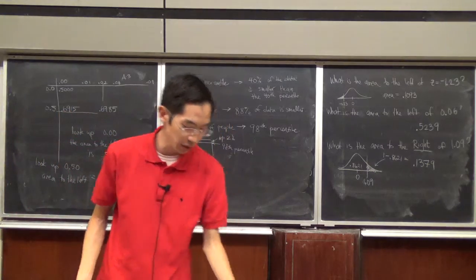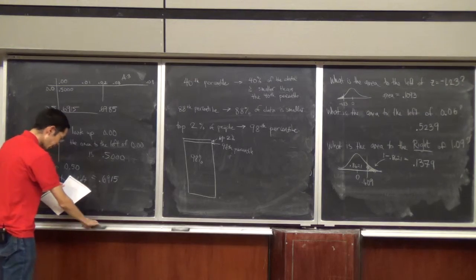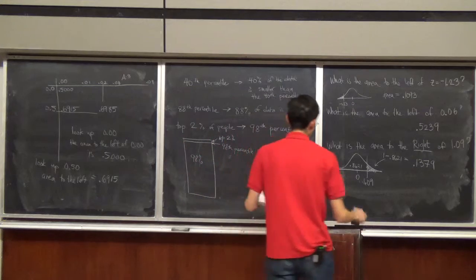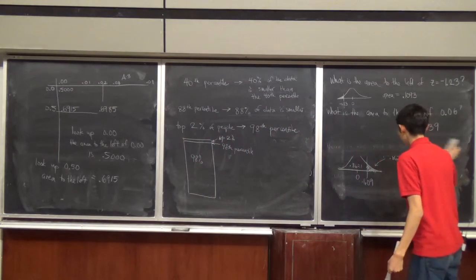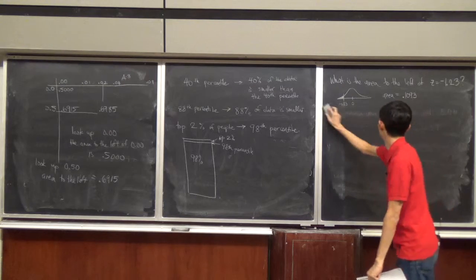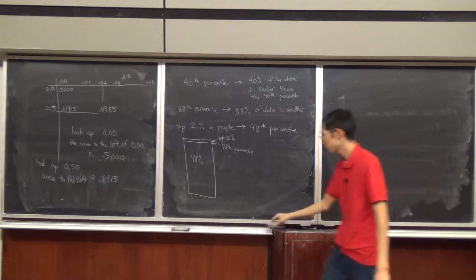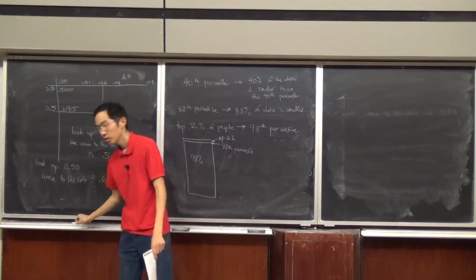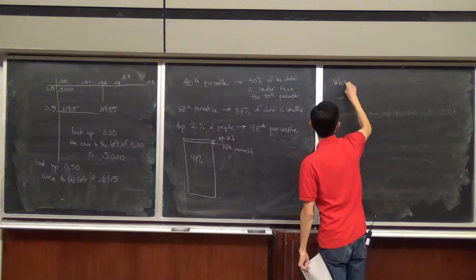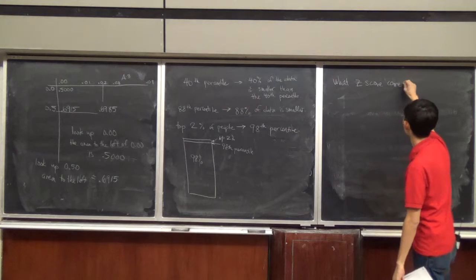So let me ask, what is the z-score associated with the 90th percentile? So what z-score corresponds to the 90th percentile? So don't shout out your answer.